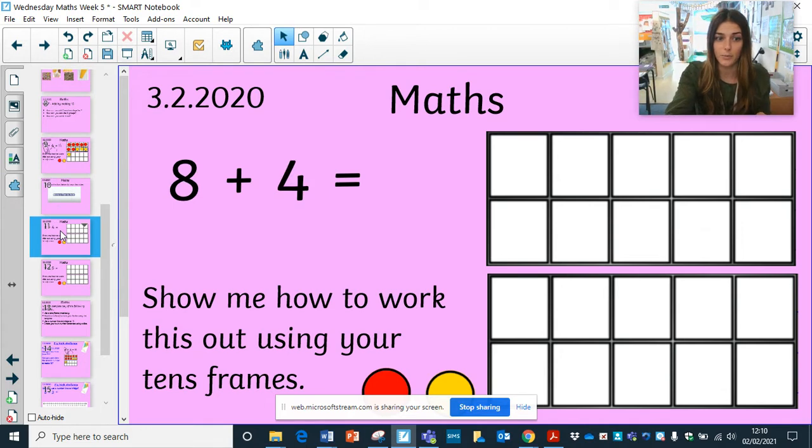Okay, we can do a few more of those together. So 8 add 4 is the same as. Again, I count out my 8 counters.